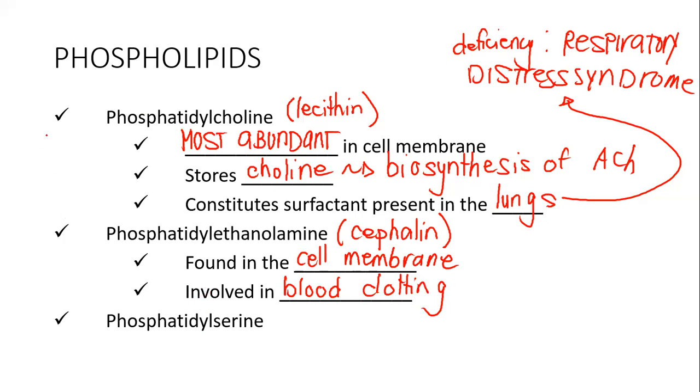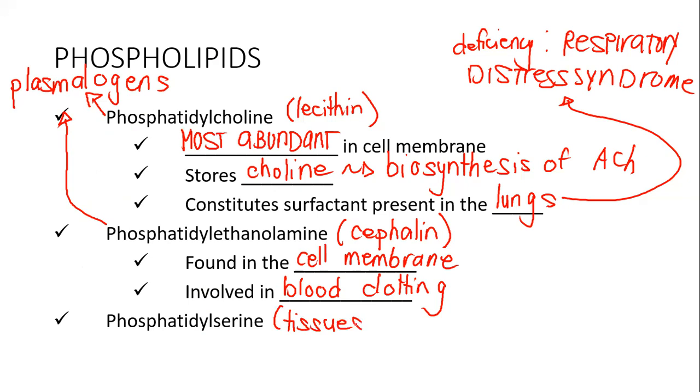And actually class, lecithin and cephalin, okay, they are both known as plasmalogens. And third, phosphatidylcholine, this is usually found on the tissues. And phosphatidylserine, present on the tissues.